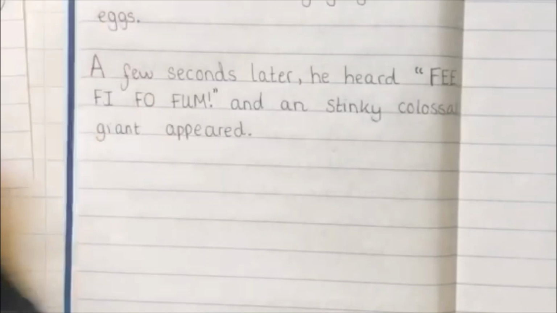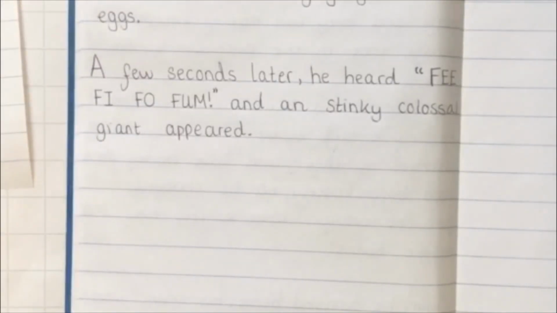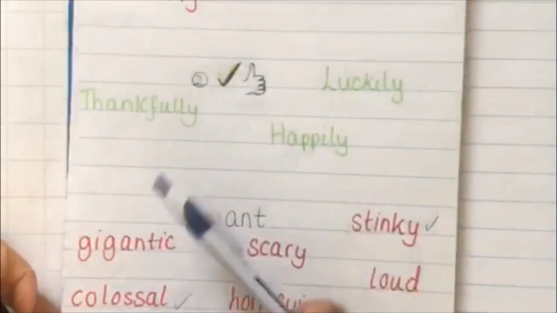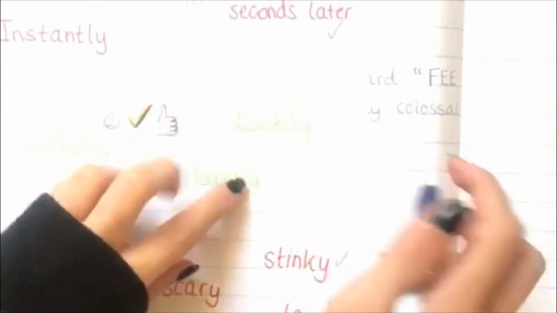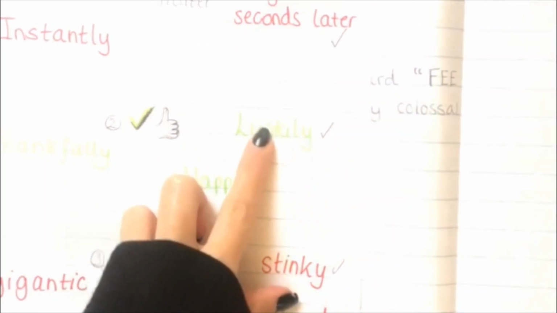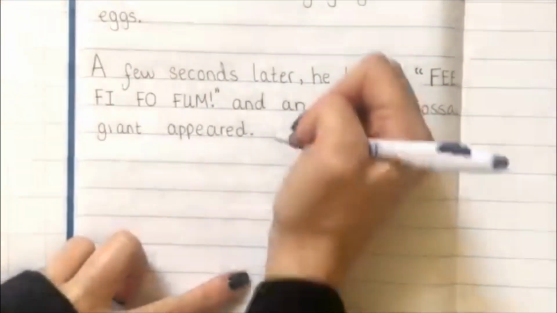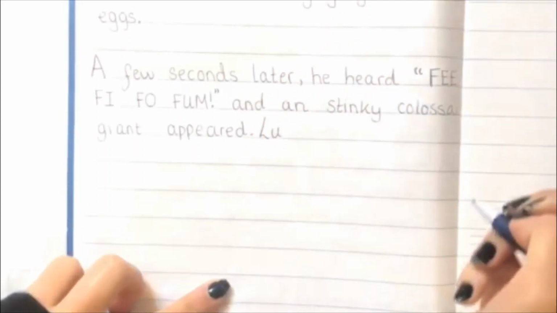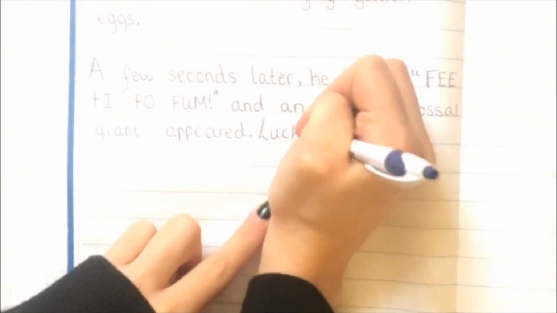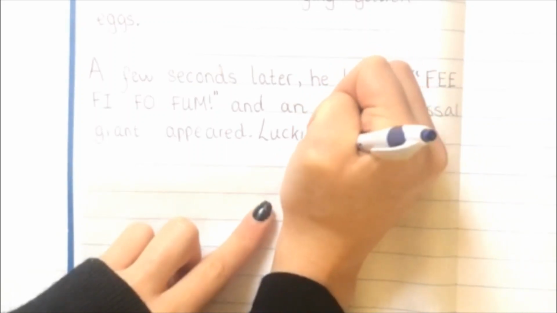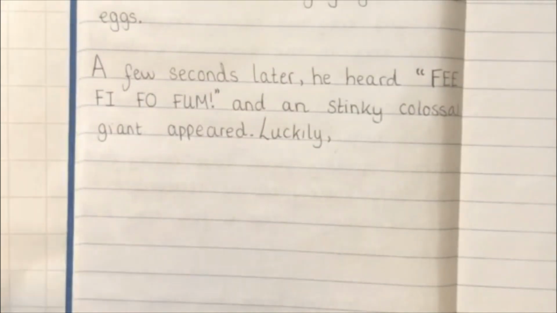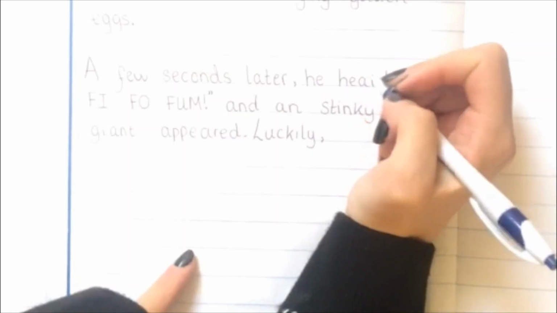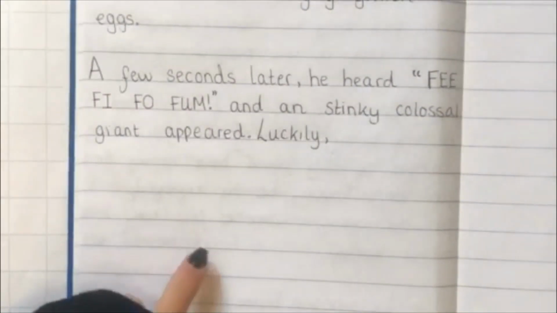And now I am going to write my next sentence. So this is where we're really glad that our main character has a fantastic plan. So we need to look for number 2 and we need a sentence starter. I like the word luckily. We're very lucky that he thought of this plan. So I'm going to have luckily, capital letter, luckily. Come on. Luckily, we had clever Jack.